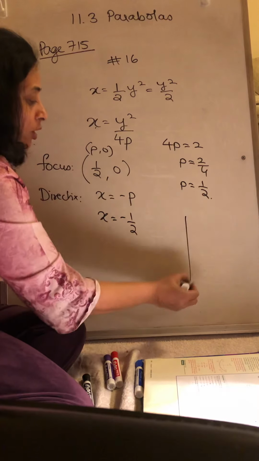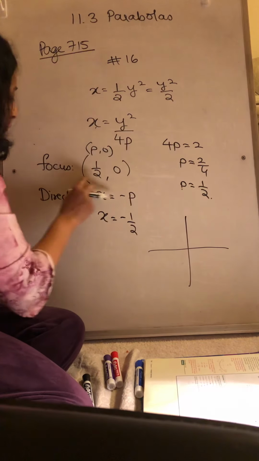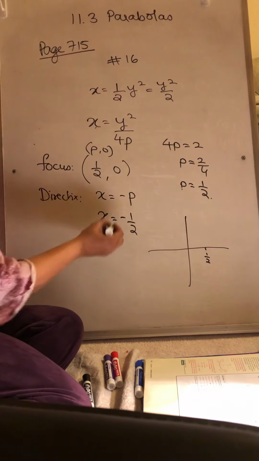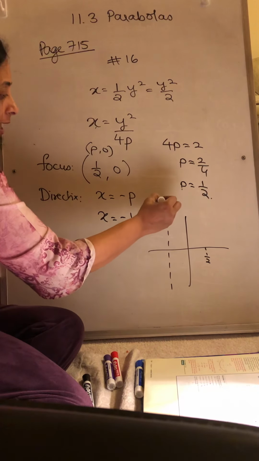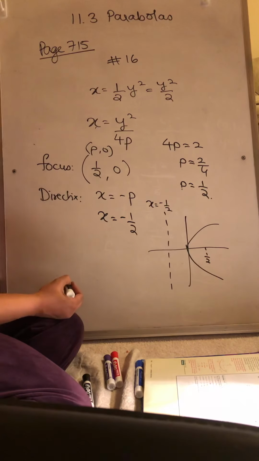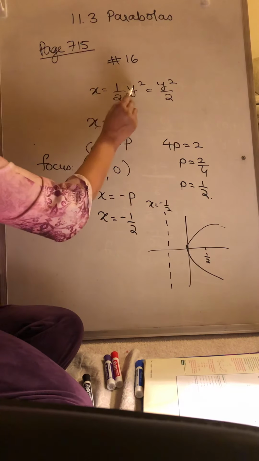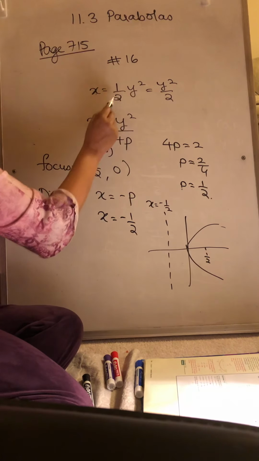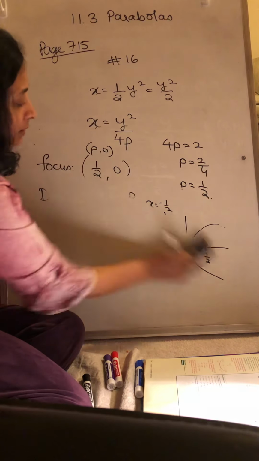Always check and make sure what you did makes sense. So this is y square over 4p. My focus is half, 0. So focus is here. This is x equals negative half. So it's a vertical line with x equals negative half, which means my parabola should be like this. Does that make sense? Yes, all sideways parabolas have x linear and y square quadratic. And it is positive, the quadratic is positive. So yes, it is facing the right.